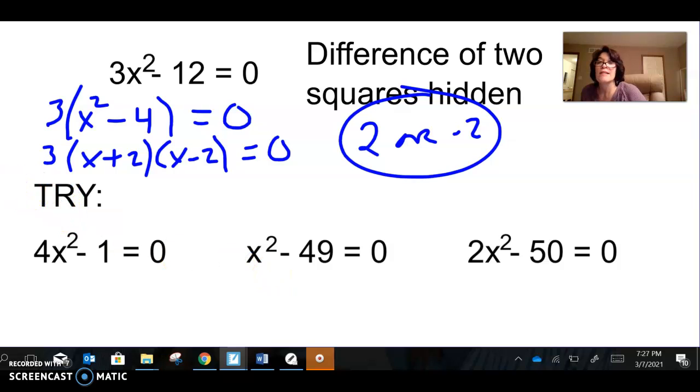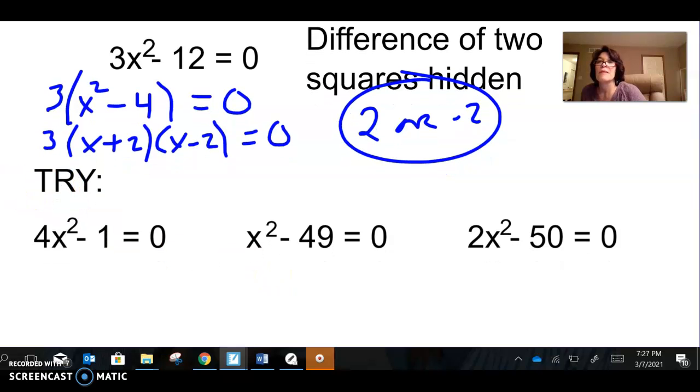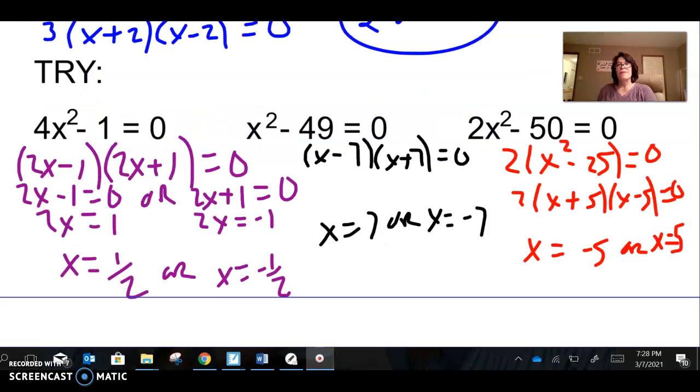Okay, try these last 3 on your own. I'm going to pause it. Try them. Okay, we were running out of time, so I just wanted you to see these 3 answers. They're all set up for you. A half, negative a half for the first one, 7 or negative 7 for the next one, negative 5 and 5 for the last one.